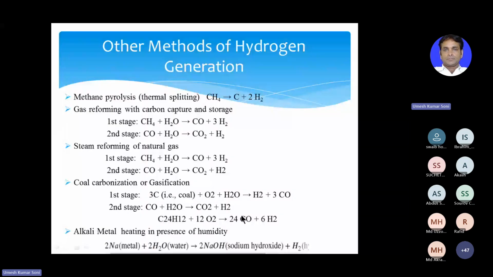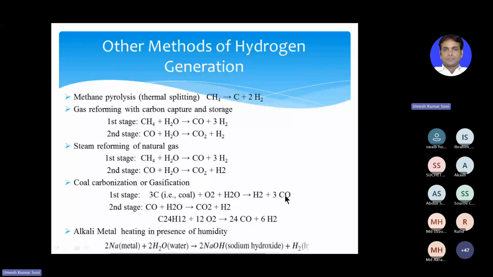So in coal carbonization or gasification, like here C24H12 is a gas which is reacted with the oxygen. This forms the carbon monoxide and hydrogen. So in this method, we can see that the main products are carbon monoxide, hydrogen, and carbon dioxide. Here you can see the carbon dioxide. Here you can see the carbon monoxide. Here you can see the carbon monoxide and hydrogen.